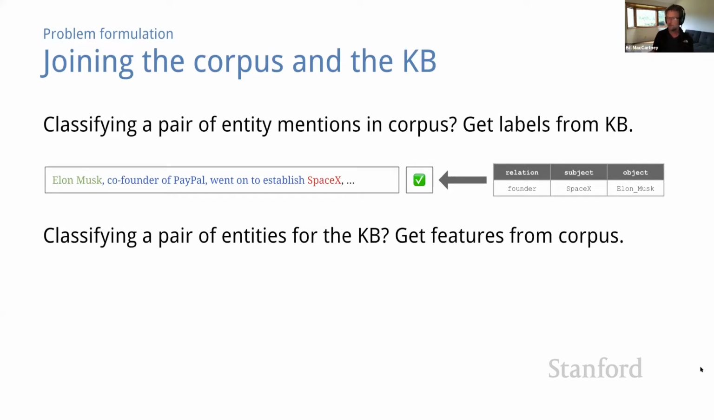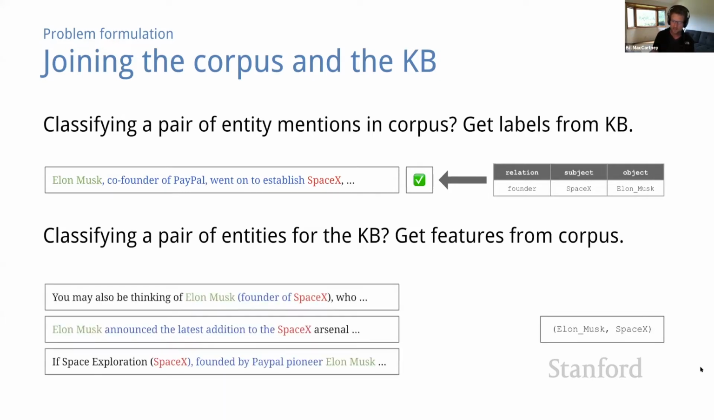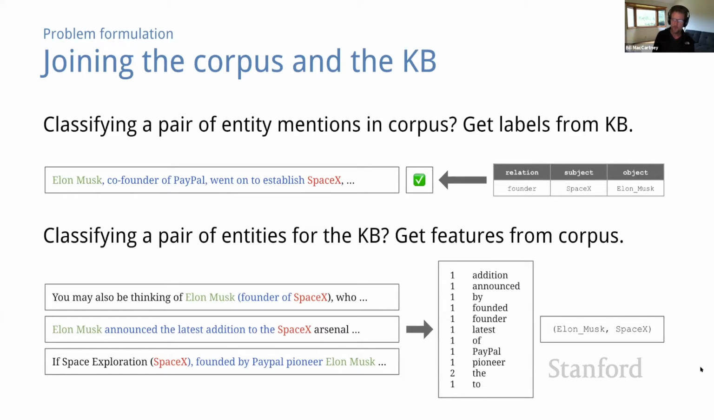And if that's how we define the input to our problem, then we can use the corpus to provide a feature representation that will be the input to the prediction. So if we have an entity pair like Elon Musk and SpaceX that we're considering adding to a relation in the KB, we can find all sentences in the corpus containing this pair of entities, and then we can use all of those sentences to generate a feature representation for this pair.